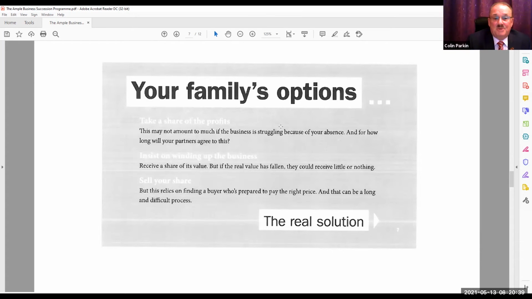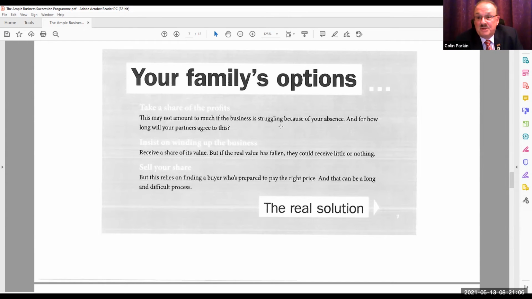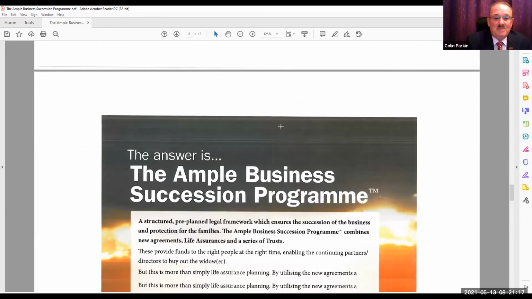Your family's options. This may not amount to much if the business is struggling because of your absence, and how long your partners will agree to this. They receive a share of its value, but if the real value is gone, there could be little or nothing. So this relies on finding a buyer who's prepared to pay the right price, and this can be a long and difficult process. And you've only got to look at places like Debenhams. All of those big stores that they had across the high street are now going to stand empty for years and years as everything moves online.